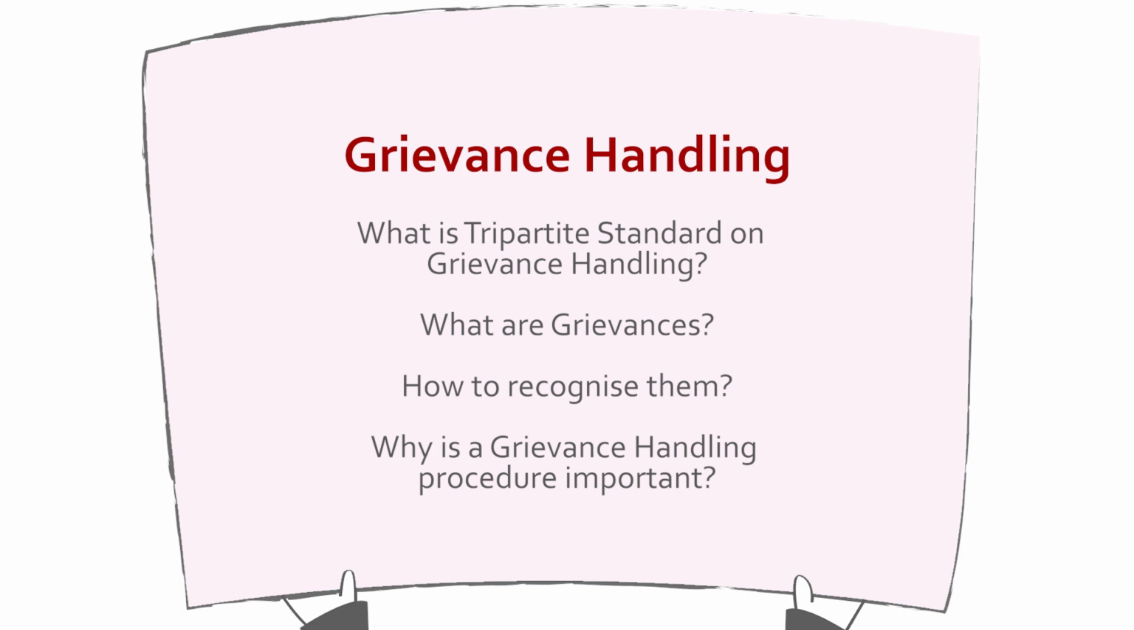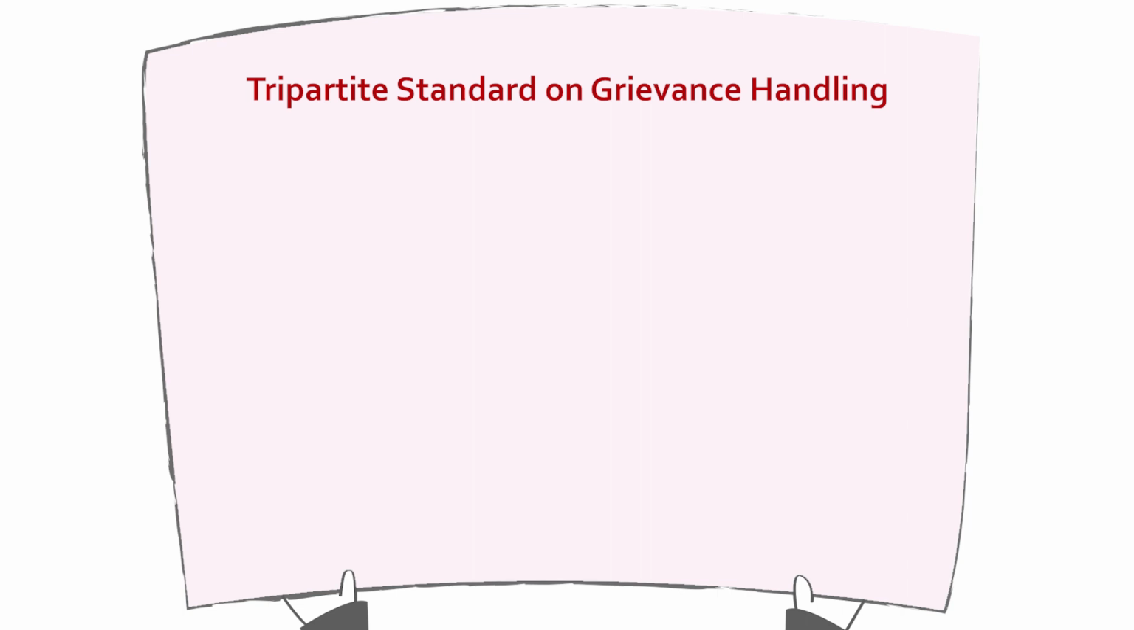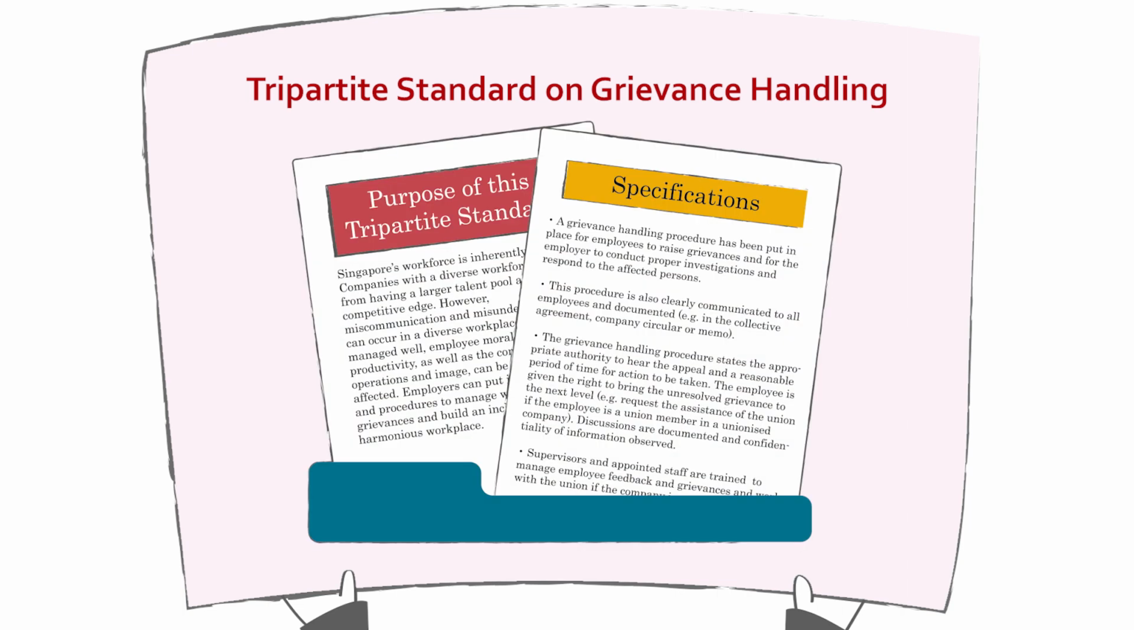So let's start by taking a look at what you should be doing to ensure your grievance handling process is implemented well. Each TS has a clear purpose why the practice is important. Each TS also clearly defines what a company needs to do to implement the process well. These are also known as specifications.